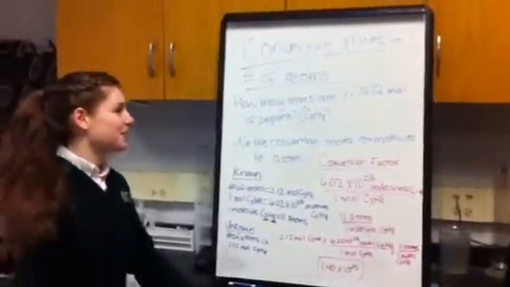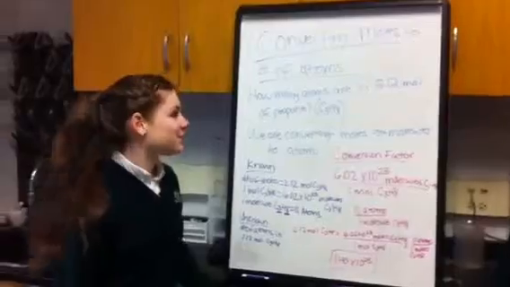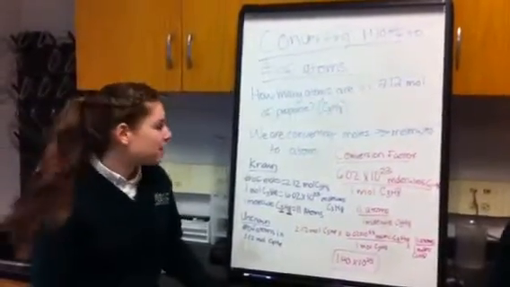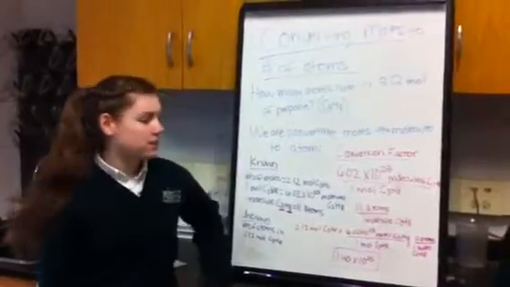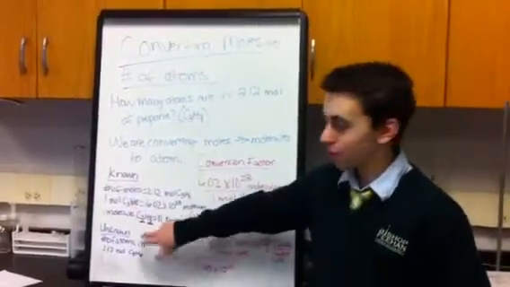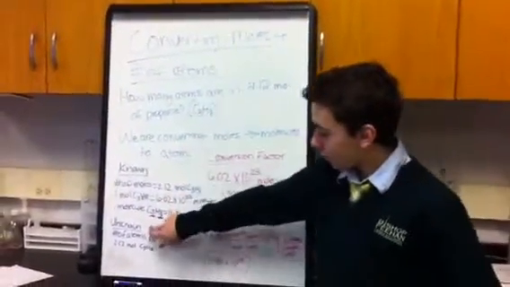Converting moles to number of atoms. How many atoms are in 2.12 moles of propane, which is C3H8? We are converting moles to molecules to atoms. So first I like to write down what I know and what I don't know, the known and the unknown.